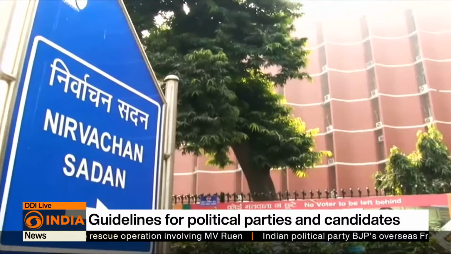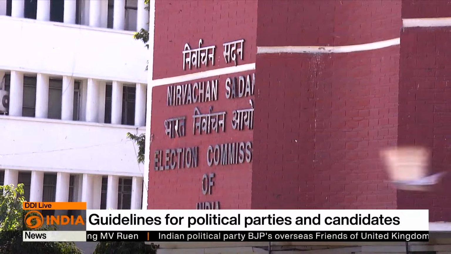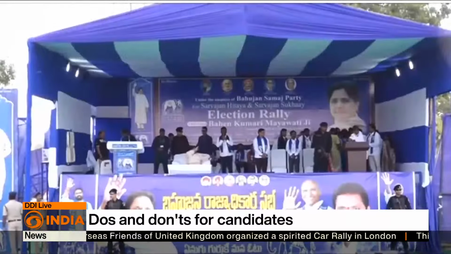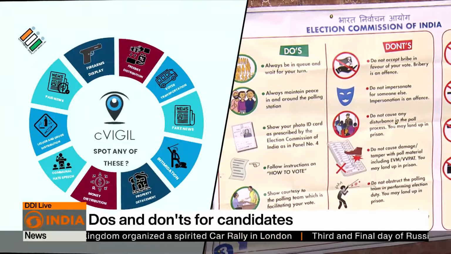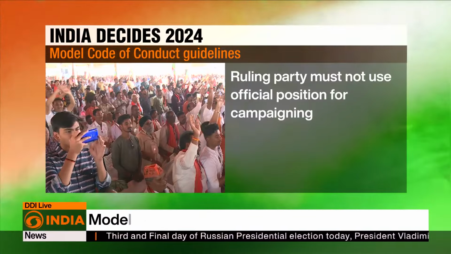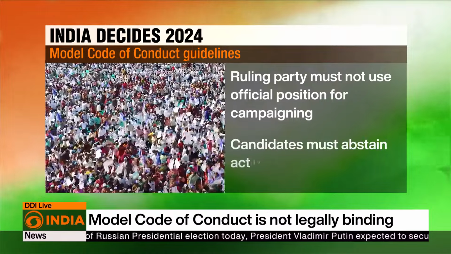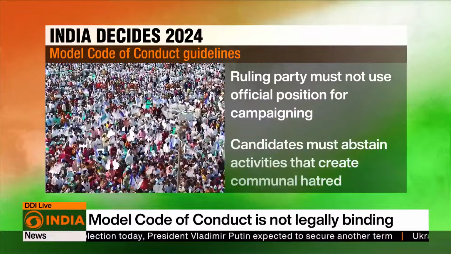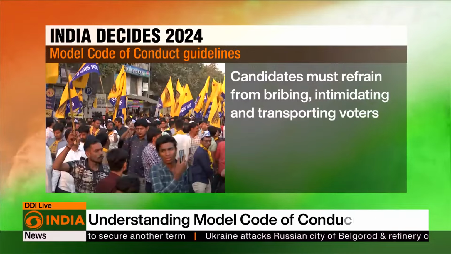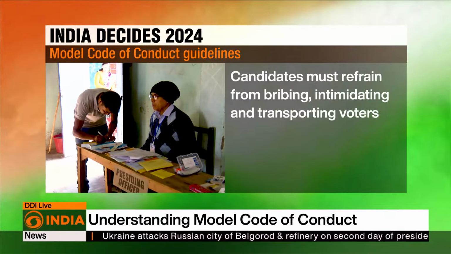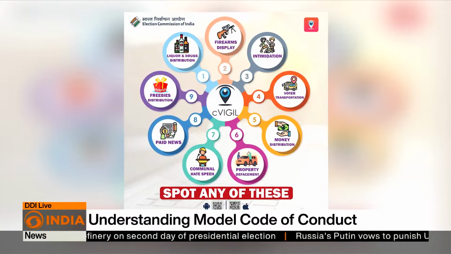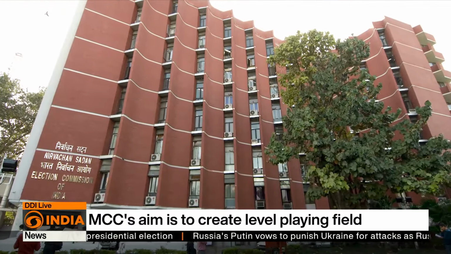It comes into effect from the day the Election Commission of India announces the poll schedule and is operational till the elections are concluded. During the general elections, the code is applicable throughout India. Let's now take a quick look at the key MCC guidelines. The ruling party should not use its official position for campaigning purposes. Parties and candidates should abstain from activities and delivering speeches that may create communal hatred. They should refrain from corrupt practices like bribing, intimidating and transporting voters.